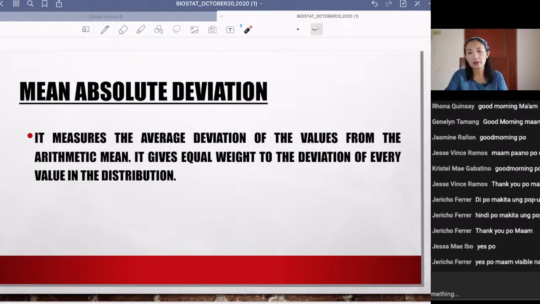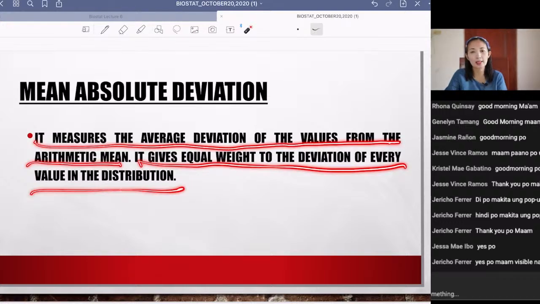The mean absolute deviation, how different is this from the variance? The variance, okay, we took the deviations from the mean and then we squared. We squared each deviation from the mean. However, for mean absolute deviation, it simply gets the average deviation from the arithmetic mean. Okay? But absolute, it measures the average deviation of the values from the arithmetic mean. It gives equal weight to the deviation of every value in the distribution.